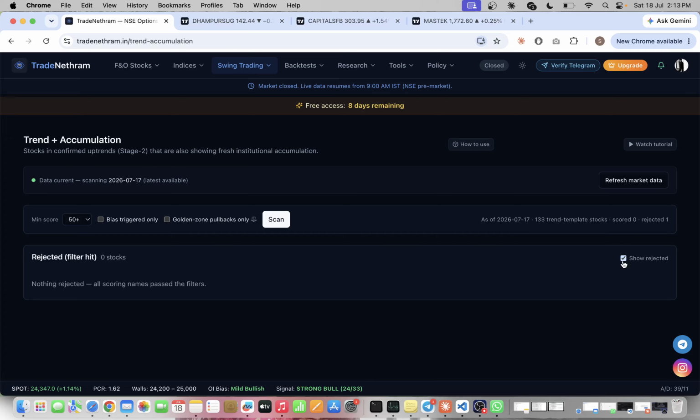That doesn't mean all the stocks passing the 200 EMA and 50 EMA will be shown over here. There will be rejected cases, and if we find a stock in the rejected list, you will be able to find the answer for why it has been rejected. You can see bias triggered only, and also golden lens and pullback only. The stocks which have pulled back to the golden zone of Fibonacci will automatically be filtered from the list.